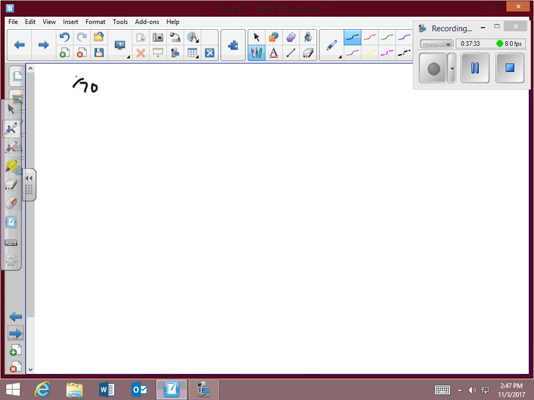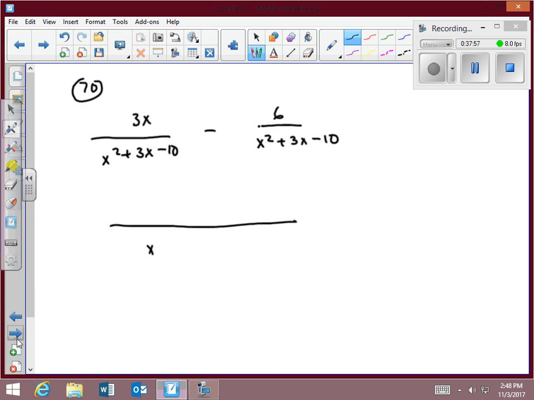And do 70. It says 3x over x squared plus 3x minus 10 minus 6 over x squared plus 3x minus 10. Now notice we have a common denominator. Write it down, x squared plus 3x minus 10. And then the numerator, 3x, that minus sign comes down right there, and that's a minus 6.